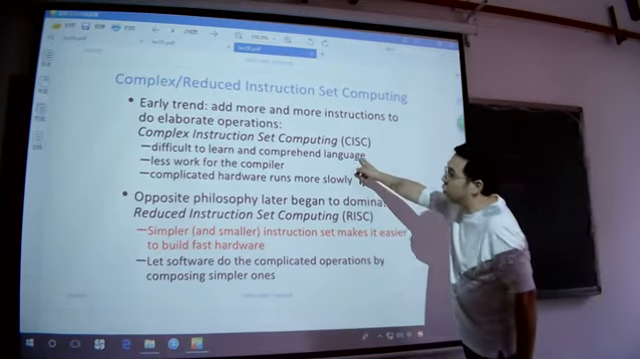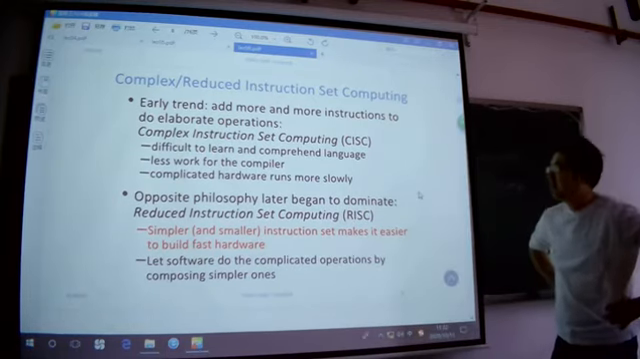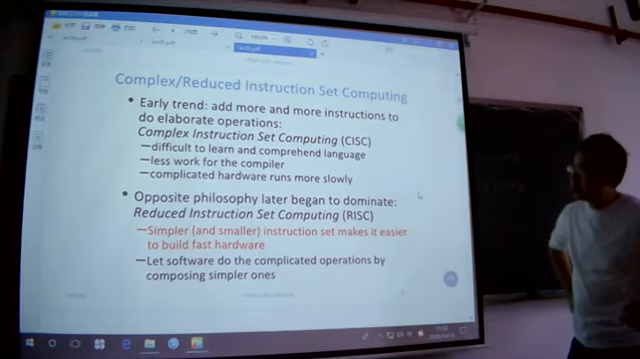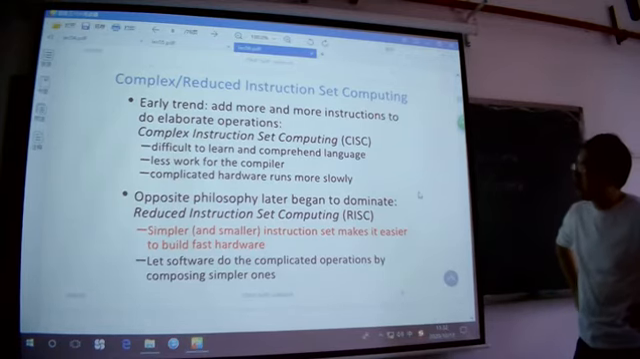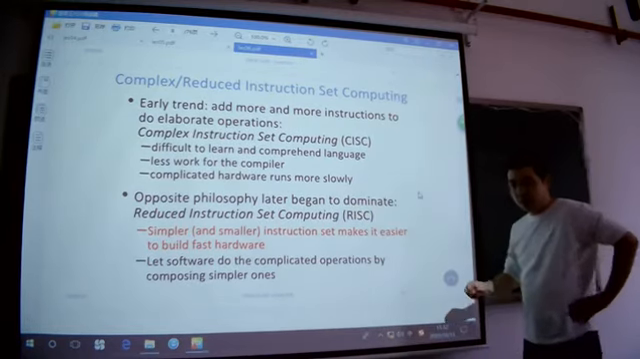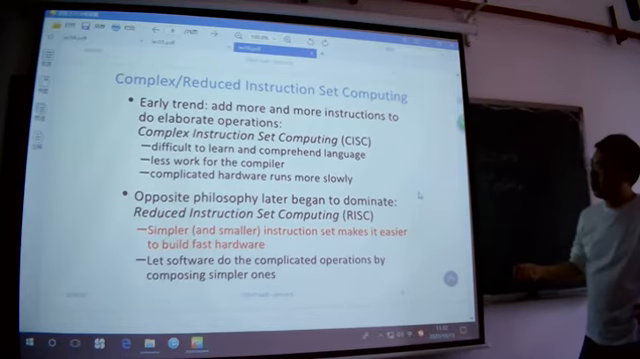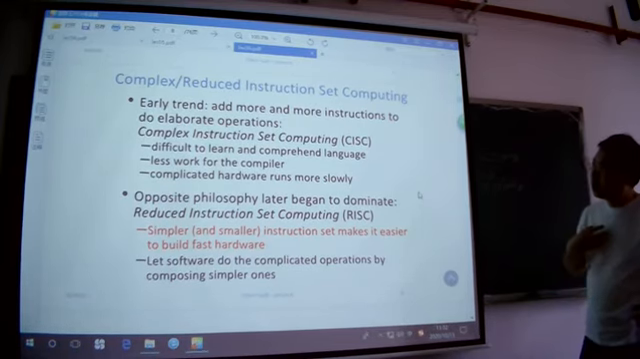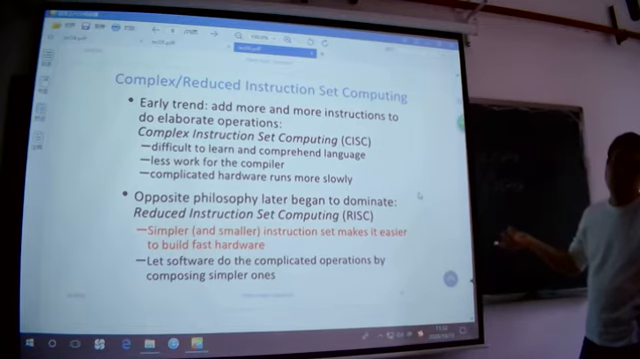We find in the system, three points are very difficult. One is that it is difficult to learn and comprehend the language. Two is less work for the compiler. Three is that complicated hardware runs more slowly. Slowness is very important for the user. The user can't accept it, we don't hope for slower. We hope faster and faster.